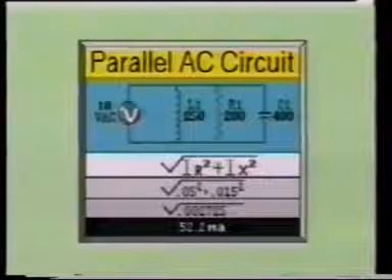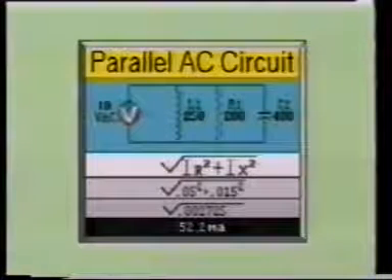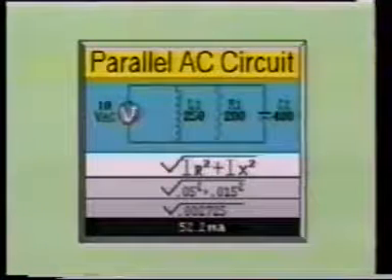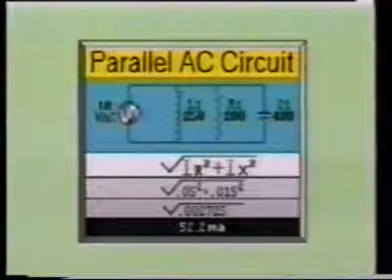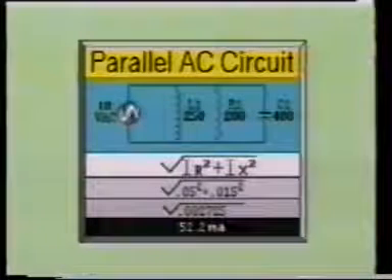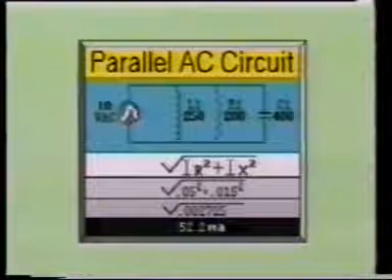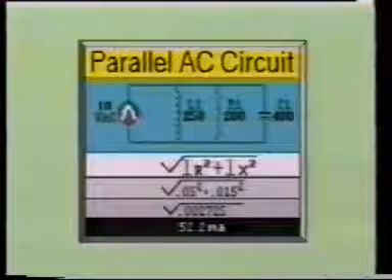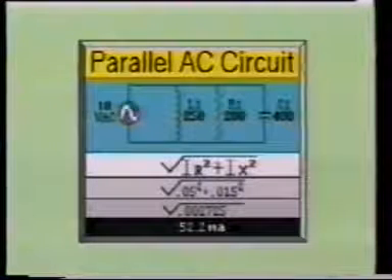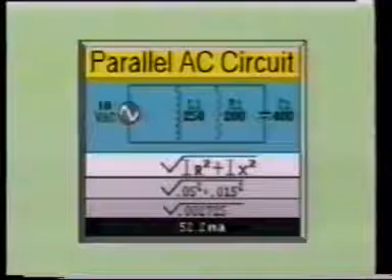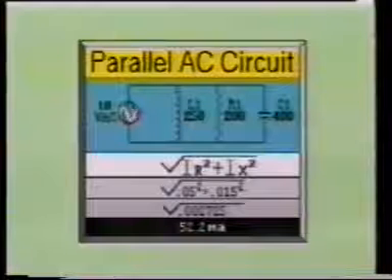Once we know the total reactive current flow and the current flow through the resistor, we use the formula square root of IR squared plus IX squared. Remember, IR squared is the current flow through the resistor, and IX squared is the reactive current flow. This will show there is a total current flow of 52.2 milliamps through the circuit.